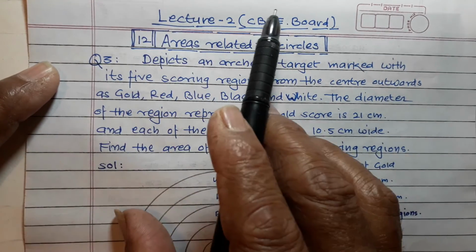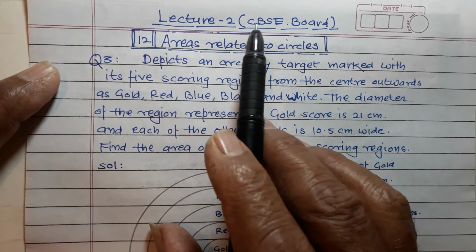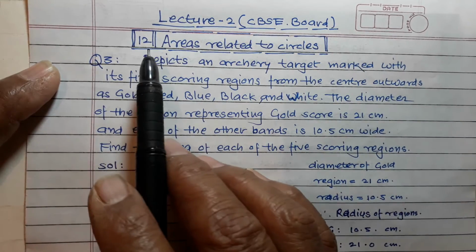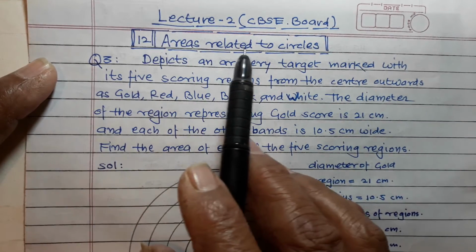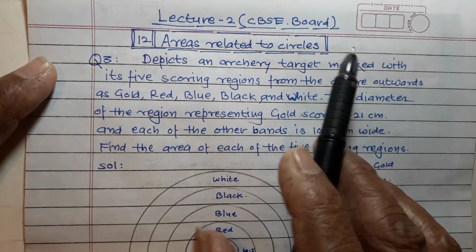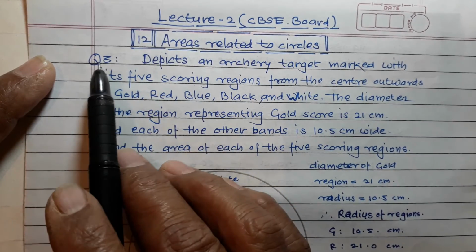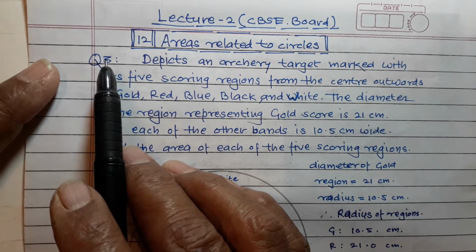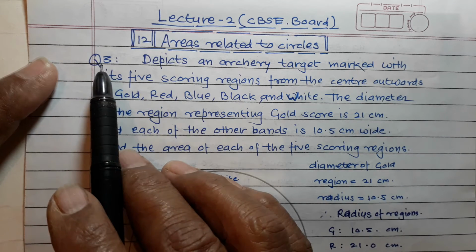Hello, my dear students. Lecture number 2 for CBSE Board, chapter number 12, Areas Related to Circles. In this lecture, I am going to explain some examples from Exercise 12.1, question number 3.